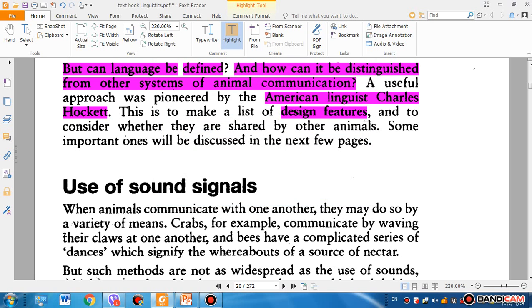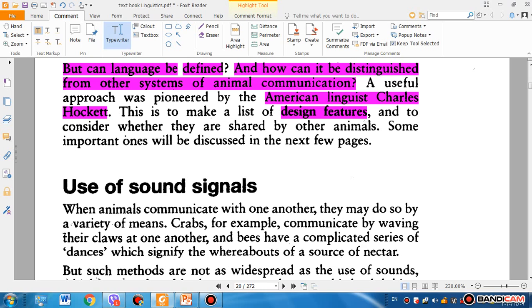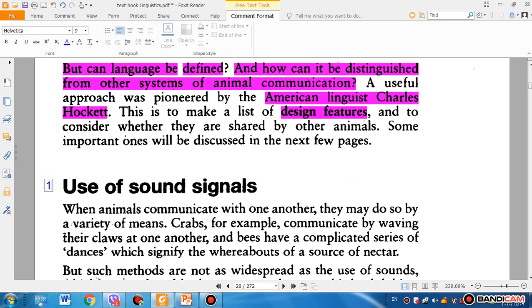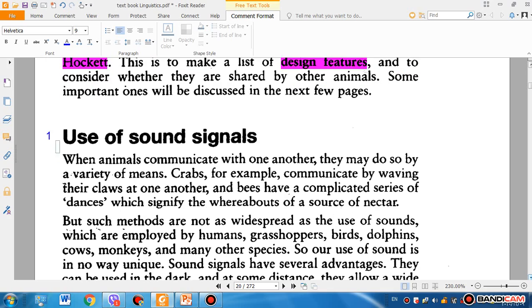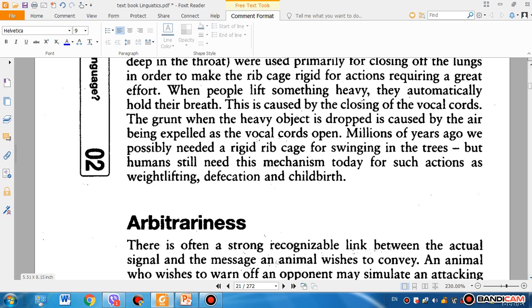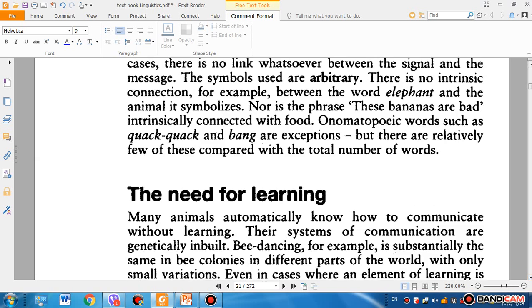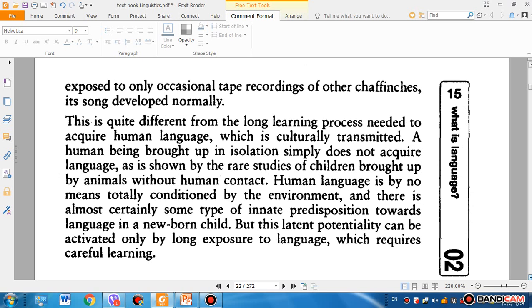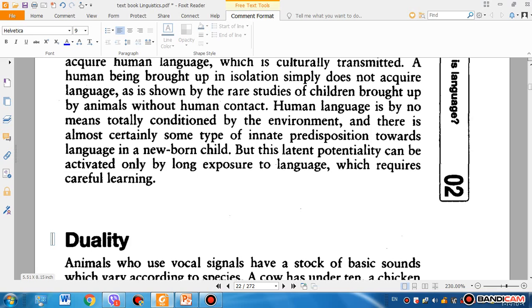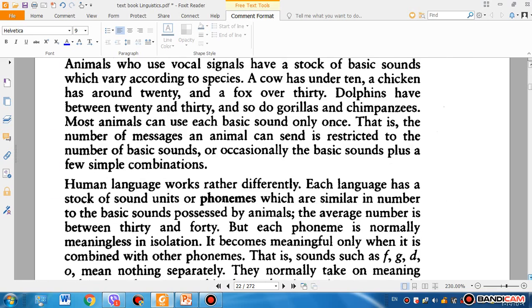According to the design features, as I told you, by Charles Hockett, human language has several features. The features that he pinpointed are the following. The first one is known as the use of sound signals. The second one is arbitrariness. I will come to these points on the slides and I will give you examples there. The third feature is the need for learning: human language should be learned. The fourth characteristic that he proposed is duality.